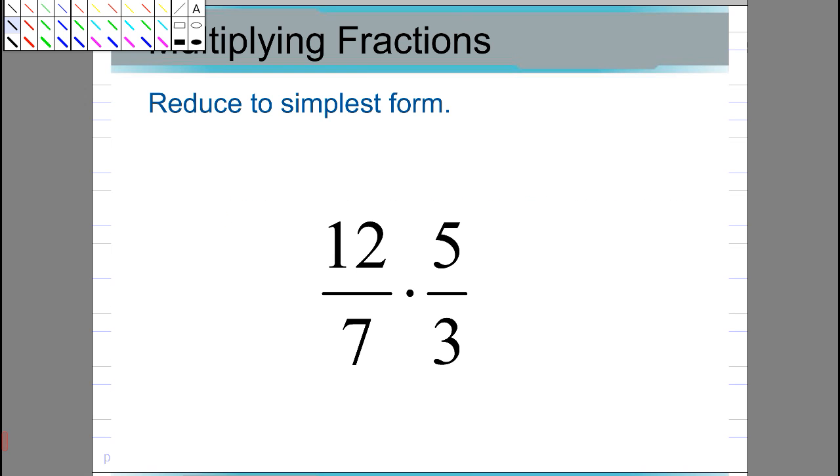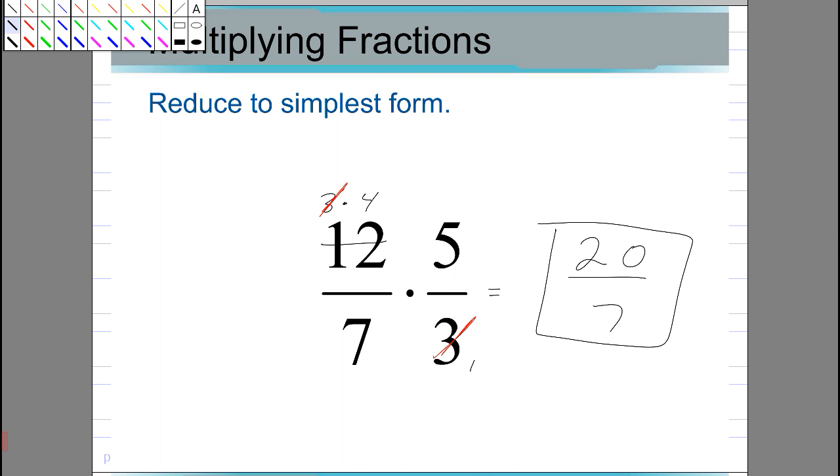So if we have to reduce these fractions to simplest forms, there are a couple of ways you could do it, but probably the easiest is to think of 12 not as 12, but as 3 times 4, factoring it completely, if you get my drift. Now we can cancel out the 3 and multiply across. So we get 20 on top and 7, because that was a 1, in the denominator. So 20 over 7.